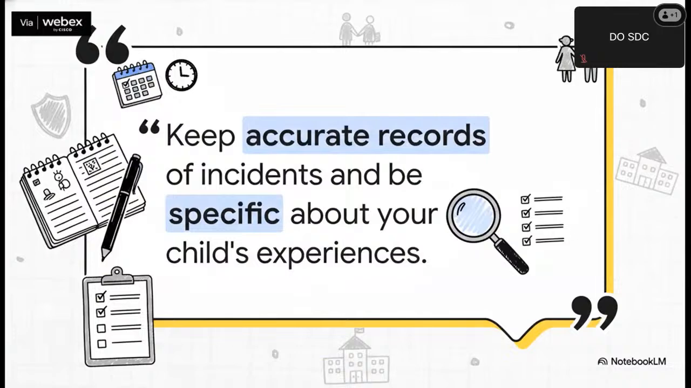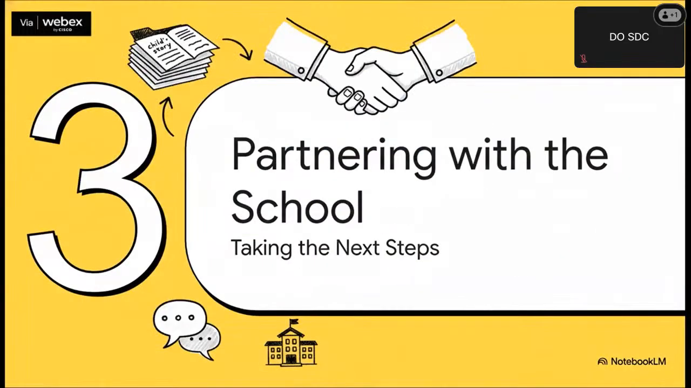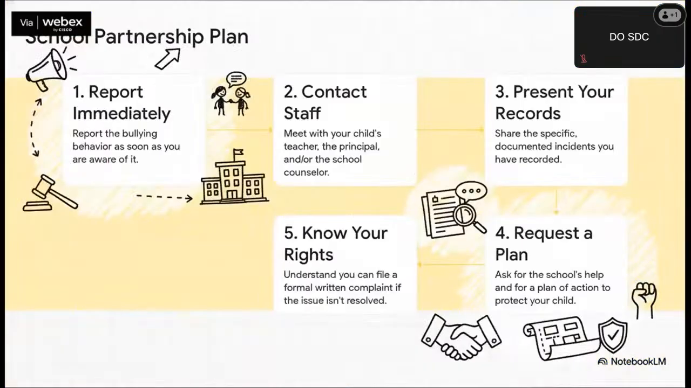So now you've got your child's story, and you've got your records all documented. It's time to partner with the school. And approaching this as a collaboration, not a confrontation, is hands down the best way to get a good outcome. Following these steps gives you a clear, structured path forward. You report it right away and set up a meeting. In that meeting, you calmly lay out the facts from your records. And really, your main goal is to ask one simple question. What's our plan to work together to make sure my child is safe? See how that frames it as a shared problem?